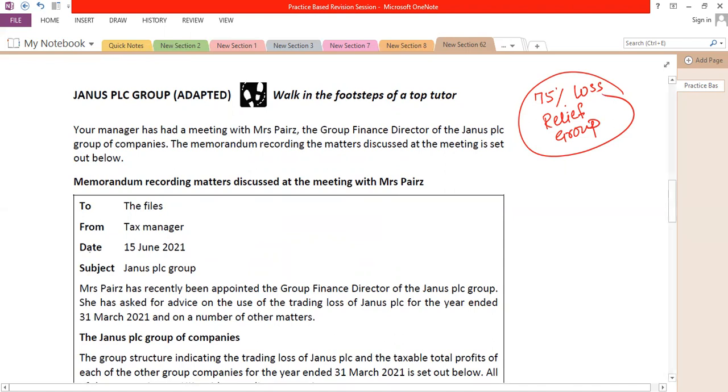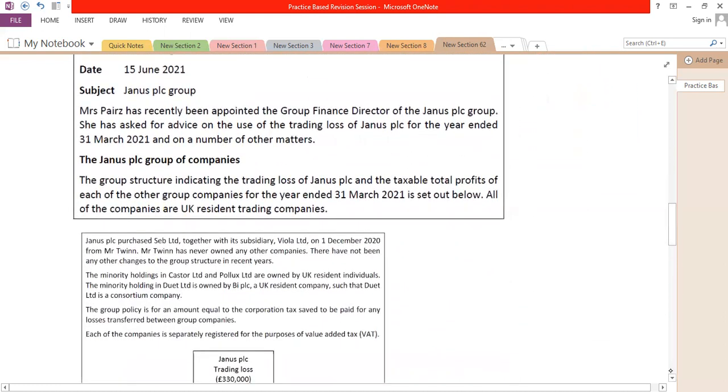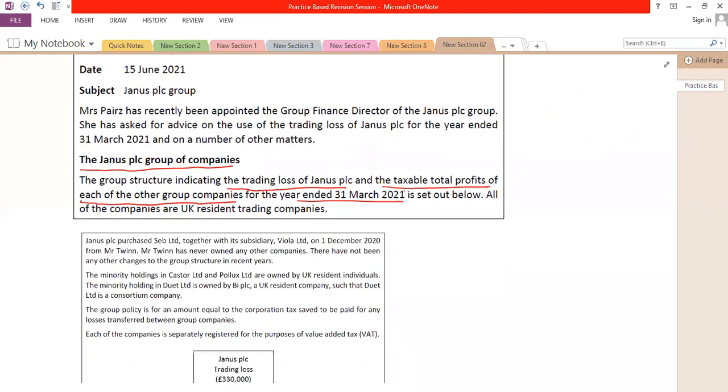So we have a memorandum and that says that there are so many issues. First of all, the group of companies. The group structure indicating the trading loss of Janus PLC and the taxable total profit of other group companies for the year end March 2021 is set out below. All of the companies are UK resident trading company. Now, this is important information. You can offset your losses with UK resident companies, right?